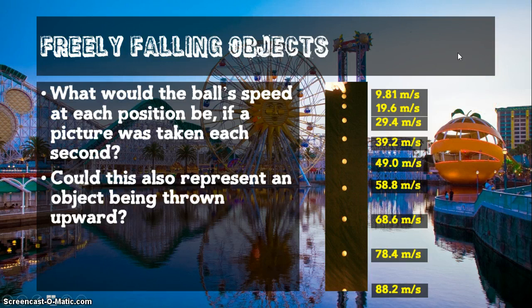But let's think about this the other way. What if I had thrown the ball upward at a speed of 88.2 meters per second? Wouldn't the ball still follow that same path, starting at 88.2 meters per second, slowing down about 10 meters per second each second, and ending up at rest at the very top of its path? So again, free fall follows the same path downward as the opposite path if it were thrown upward.